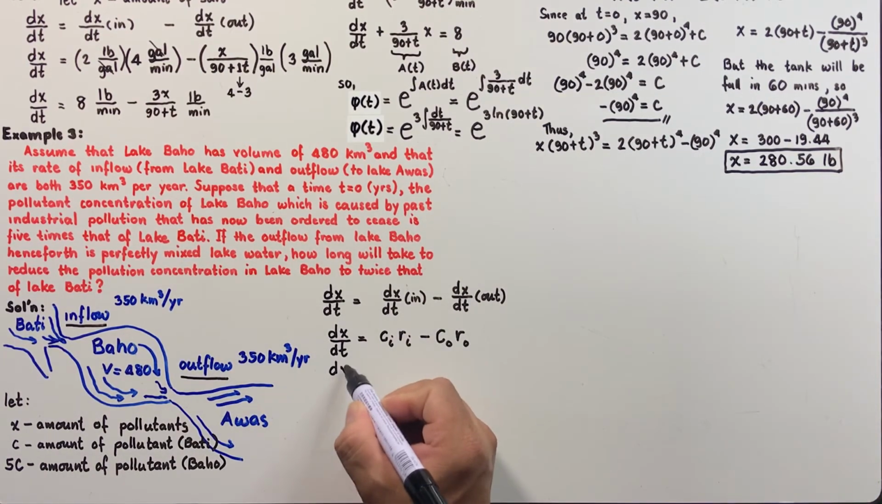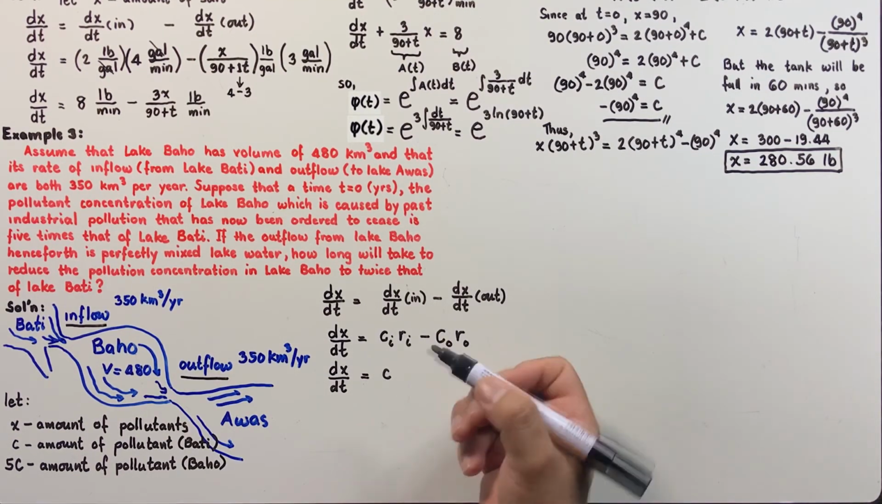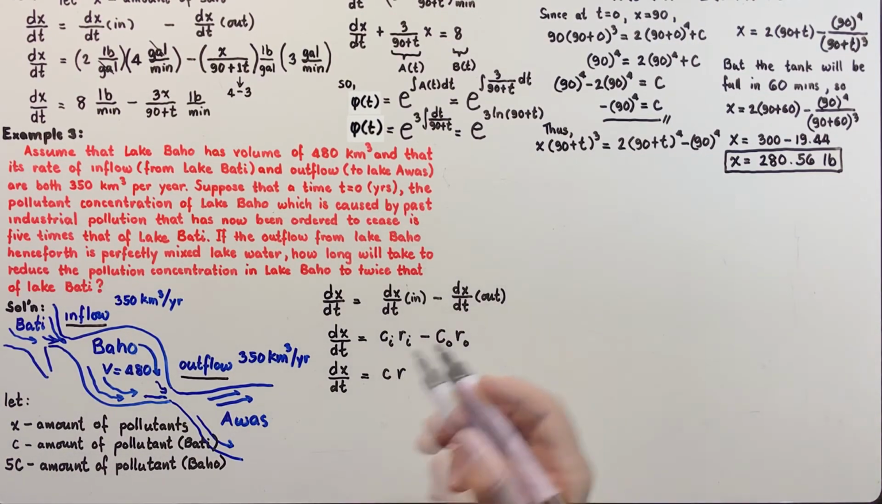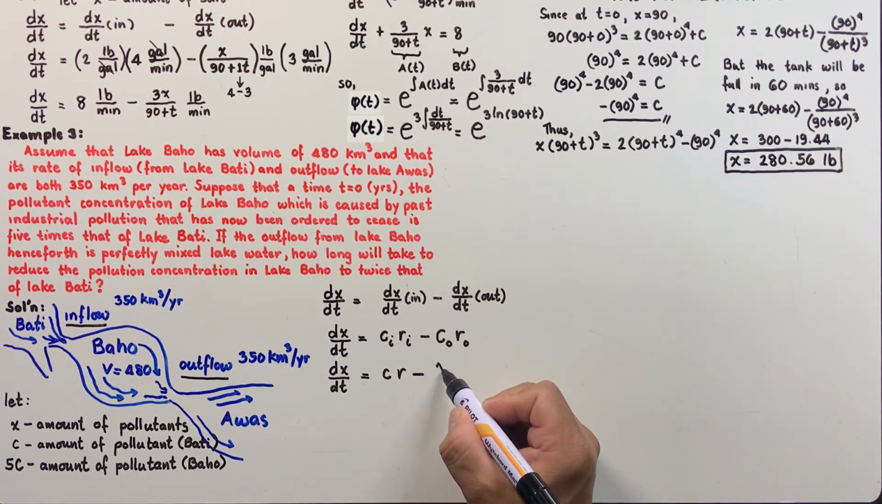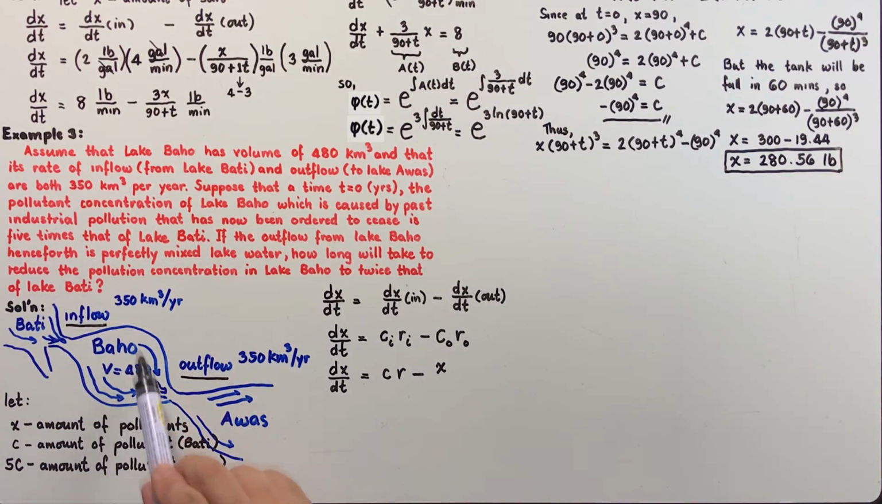And this can be represented as C, the amount of pollutants coming in from Lake Bati, times the rate of inflow, which is 350 kilometers cubed per year. But I will not write 350 there. I just remember that that's the constant inflow, which is the same as the rate of outflow towards Lake Awas, minus the amount of the resulting pollutants in Lake Baho, which is a mixture of the pollutants from Lake Bati and the existing pollutants from Lake Baho.